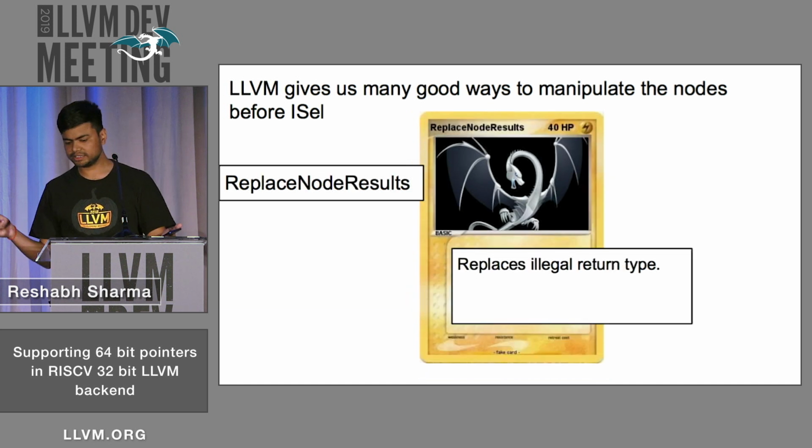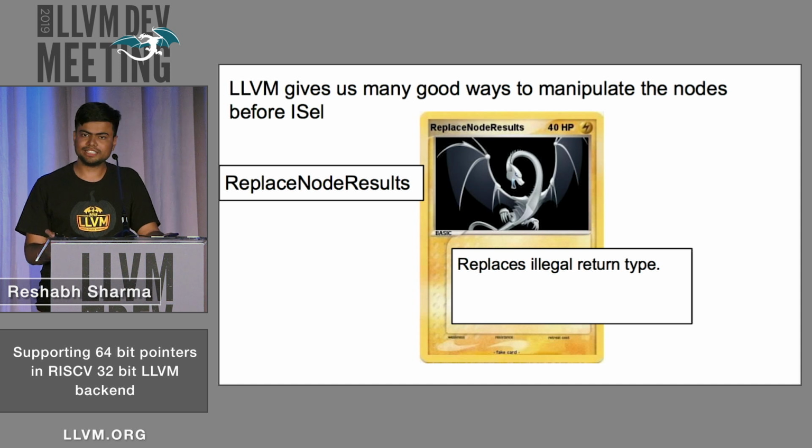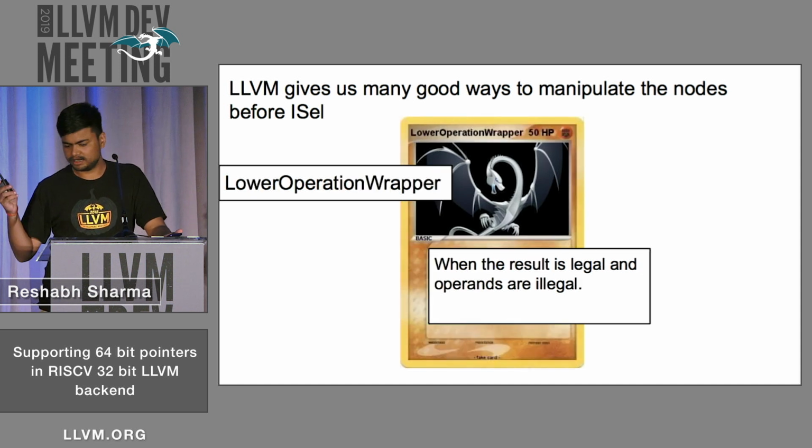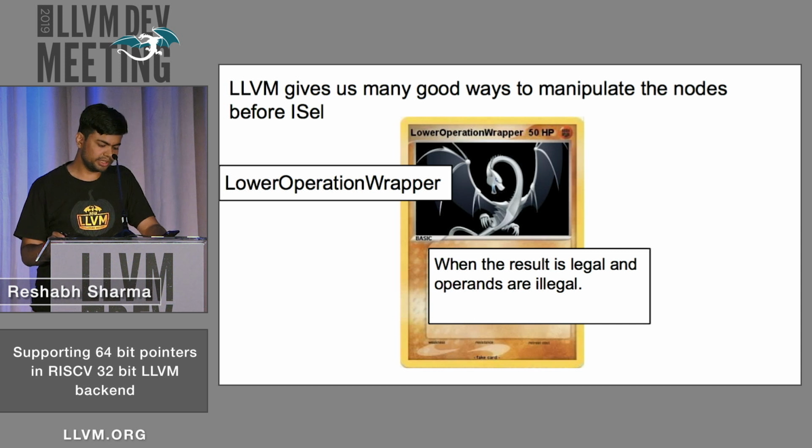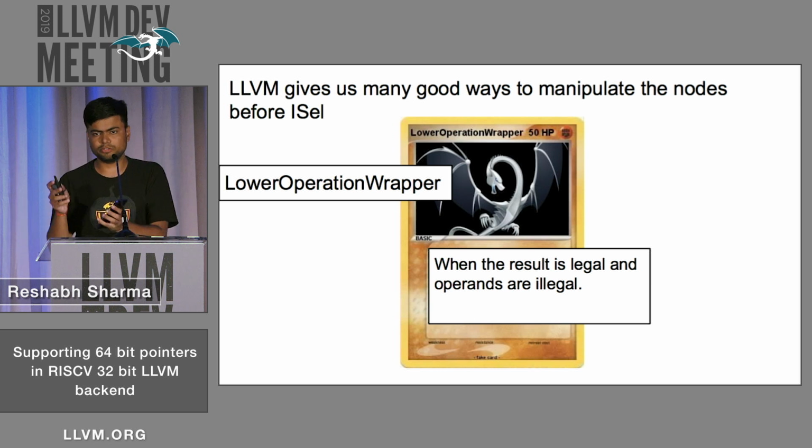The second thing is ReplaceNodeResults. If you are stuck with the type legalizer and your issue is that you just want to change the return type, just use this. It's awesome. It works. I've tried this. The next thing that I'm selling today is LowerOperationWrapper. It is used when the result is legal but the operands are illegal. All of these come before the type legalizer.